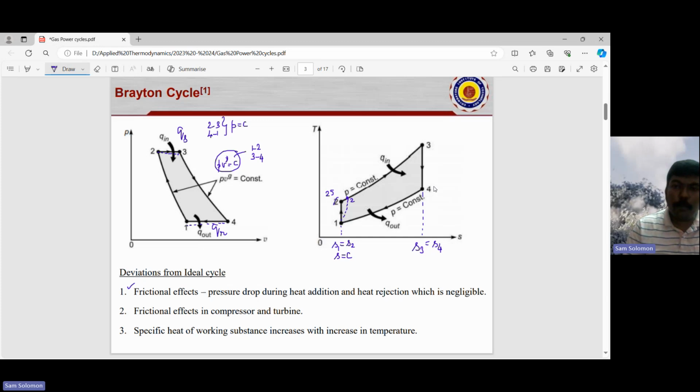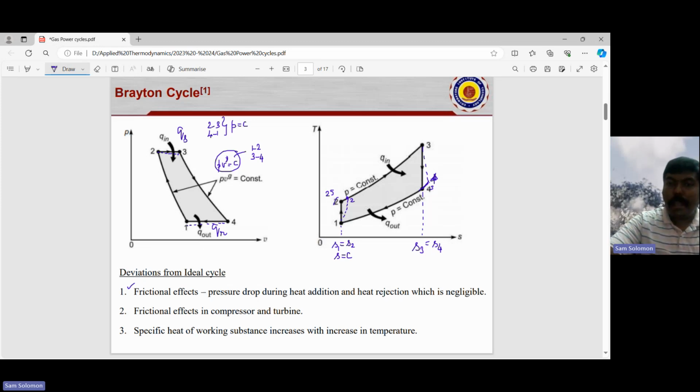Similarly, this 4 becomes 4s, and that is the ideal process, which is isentropic, and 4 shifts to somewhere over here, which is on the constant pressure line. Okay, so 4-1 is your actual process, and 3-4 is no longer isentropic, but it has become polytropic right now. And then the constant specific heat value which you use can change; it will increase with the increase in temperature. So these are the deviations that can happen from the ideal cycle.